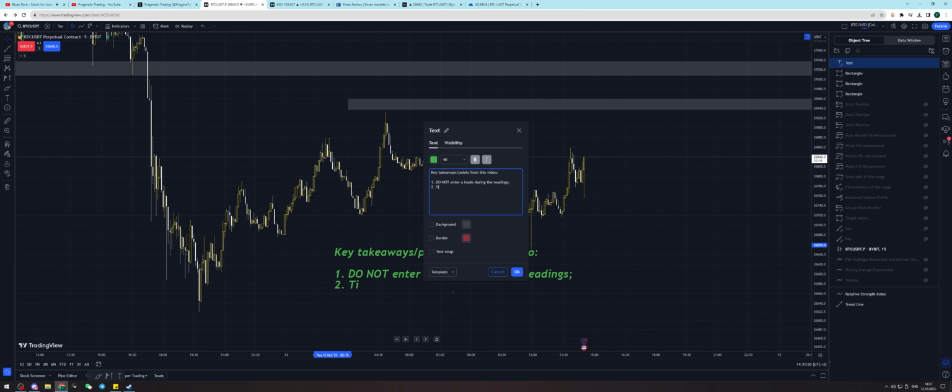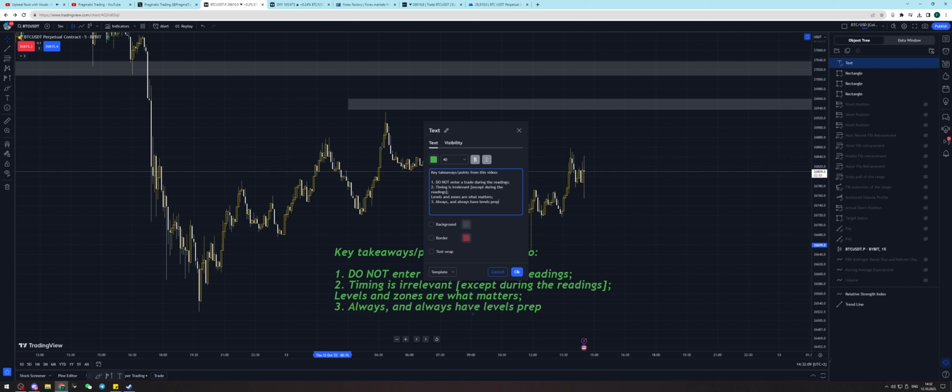Number 2, timing is irrelevant except during the readings. Why? Well, levels and zones are what matters. Number 3, always and always have levels prepared before the CPI or PPI readings. Why is that?